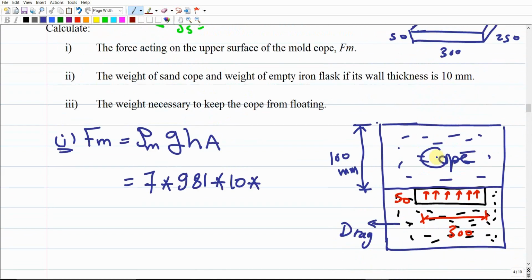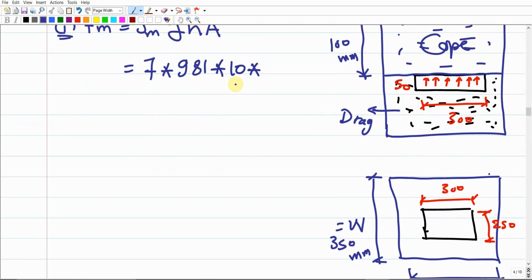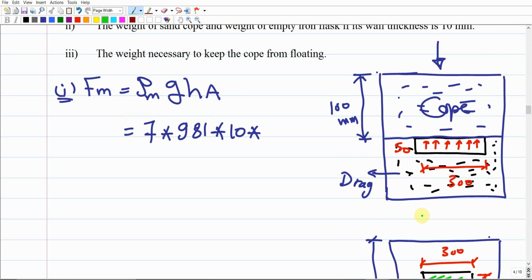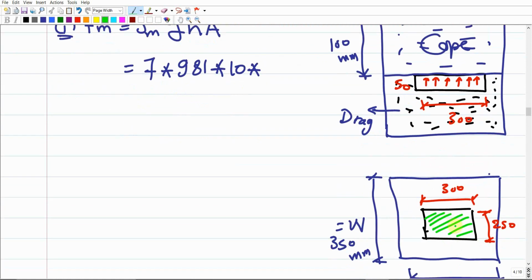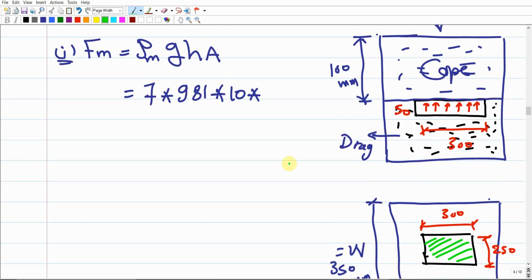What is the projected area? If I ask you to look at this casting, this mold from the top, what is the area of the mold cavity that you're going to see? Or in other words, this Buoyancy force is going to be acting over an area, right? Which area? It should be this projected area, which is going to be the rectangle, the area on the top view of the mold. This is going to be the projected area. If I ask you to calculate this projected area, it's going to be 300 times 250, right? But convert the 300 millimeter into 30, because we are converting into centimeter, times the 25.